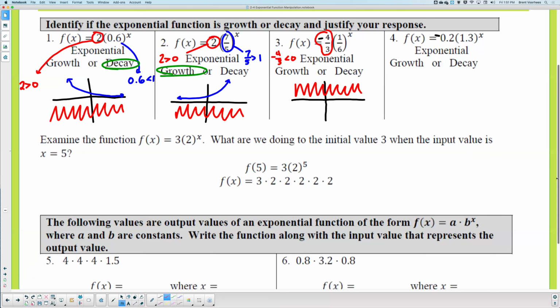And now tell me about 1/6. That's less than 1. 1/6 is less than 1. If it's less than 1, does that mean it converges to the x-axis or diverges away from it? It converges to the x-axis. It approaches the x-axis. So this one now, when you look at it, would this become growth or decay? Is it increasing or decreasing? It's increasing, therefore it is growth. All right, and last one now.